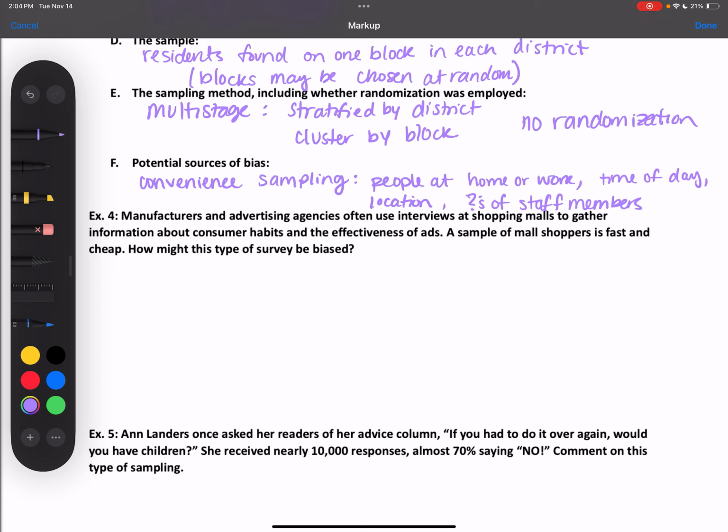So you have a few different things you could say here. I would say convenient sample because they're easy to reach, they're at the mall, right? Undercoverage because not everyone shops at the mall.